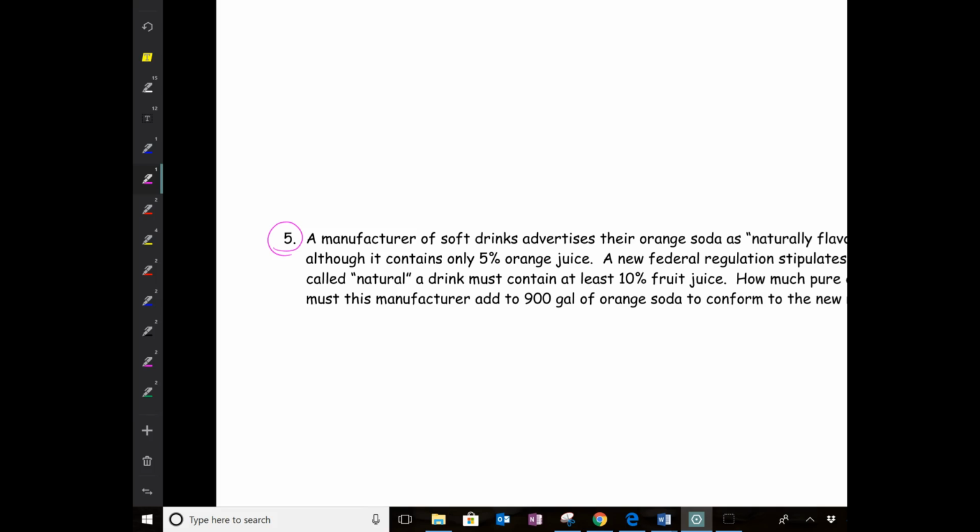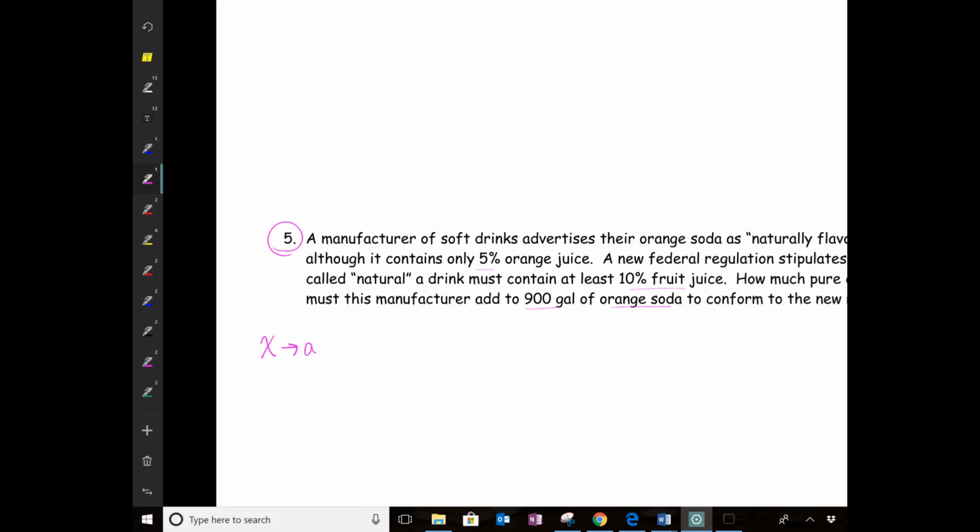It says, a manufacturer of soft drinks advertises their orange soda as naturally flavored, although it contains only 5% of actual orange juice. A new federal regulation stipulates that to be called natural, a drink must contain at least 10% fruit juice. How much pure orange juice must this manufacturer add to 900 gallons of orange soda to conform to the new regulation? So we're actually only solving for one variable here. If I call x the amount of pure OJ, that's all I'm looking for, is how much pure OJ needs to be added to the mix.